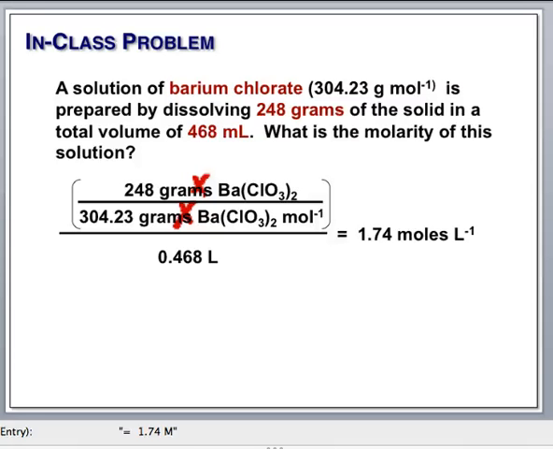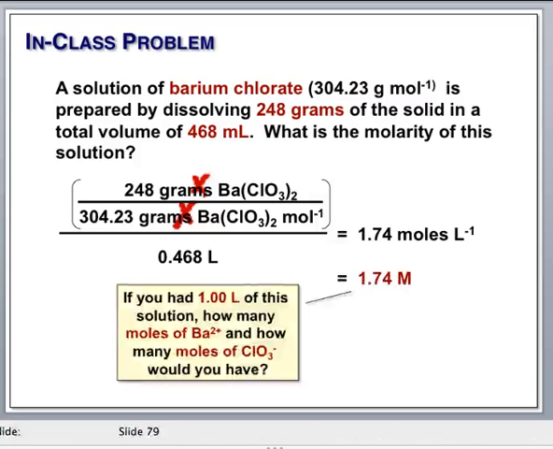Now, part two of this question on the exam took your answer from this guy, and I asked this question. If we had 1 liter of this stuff, how many moles of barium ion would we have, and how many moles of chloride would we have? So we have 1 liter of 1.74 molar stuff. How many moles of barium do we have? How many moles of chloride?